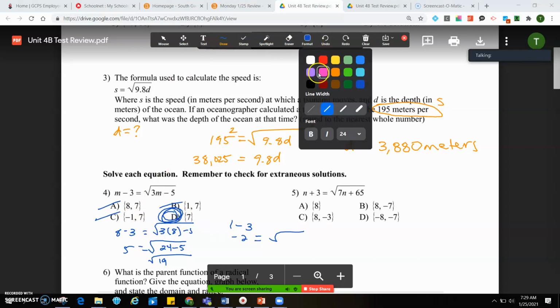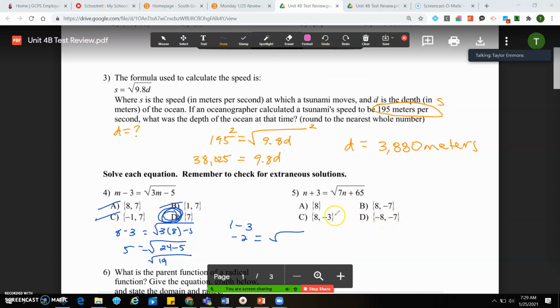Okay. Looking at that next one, I'm going to plug in negative 3 first. So I'm going to take negative 3 plus 3. 7 times negative 3 plus 65. Okay, so this is going to equal 0 over here. And over here, this is going to equal negative 21 plus 65. Well, I know that's not going to equal 0. So definitely not that one.